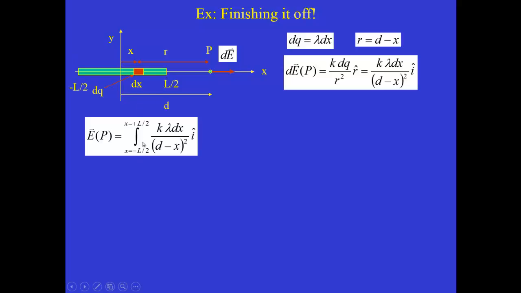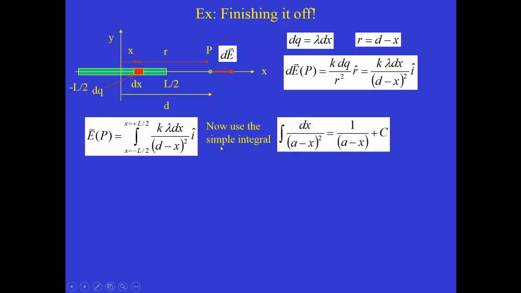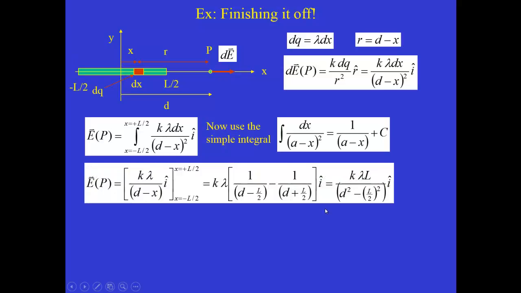Those are the two limits. The integrand we have is in the i hat direction. Now this is really easy. It might not be obvious right away, but if you think about it and just do a simple u substitution, you can see that the integral of dx over a constant a minus x quantity squared is simply 1 over a minus x plus an integration constant. So we can use that integral here to rewrite the integral for E as k lambda over d minus x, again in the i hat direction, evaluated between the two limits.